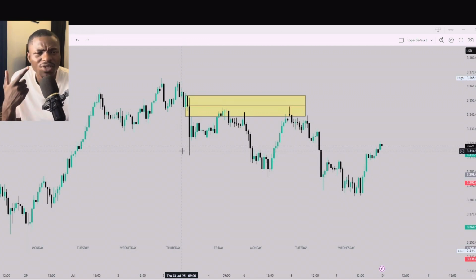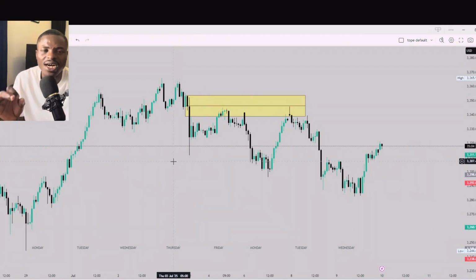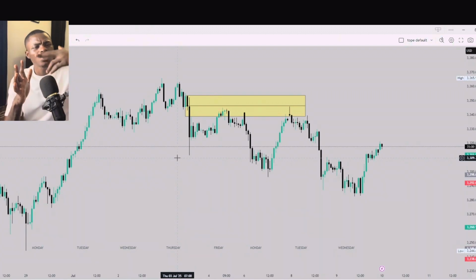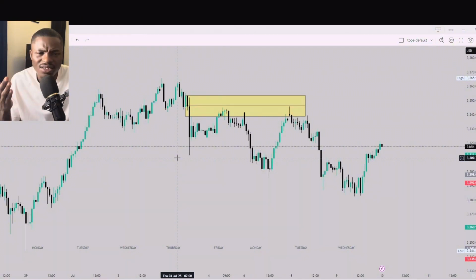The external range liquidity are the liquidities that you find on previous session high, previous session low, previous day high, previous day low, or swing highs and swing lows, and generally on any time frame. And the internal range liquidity are the liquidities that you find on the inside of a displacement. So you need to have a displacement, and you have an imbalance or fair value gap. That's what an internal range liquidity is.